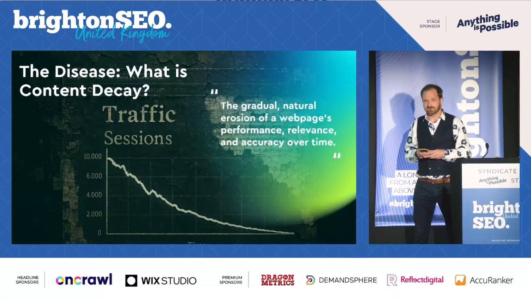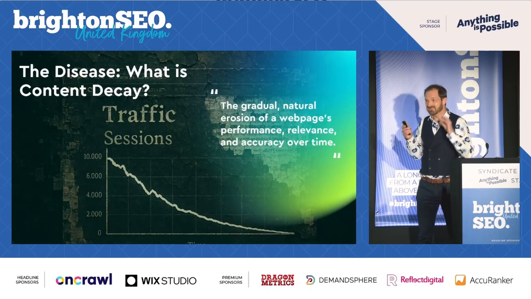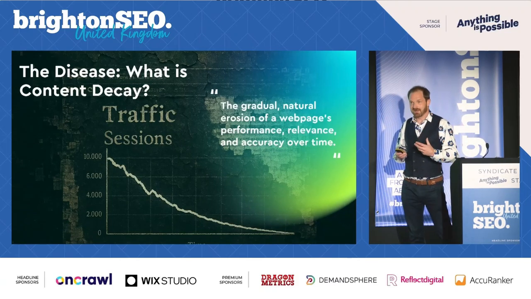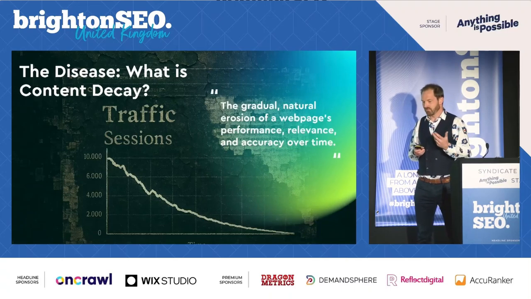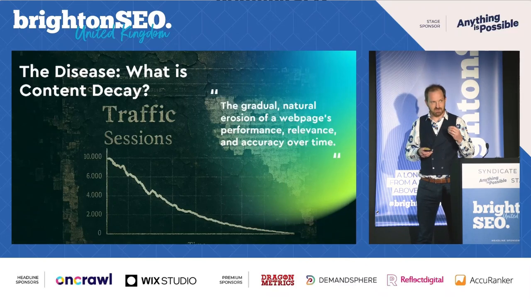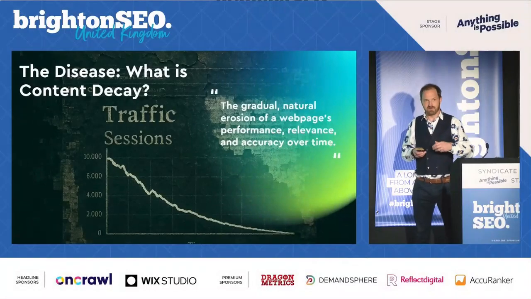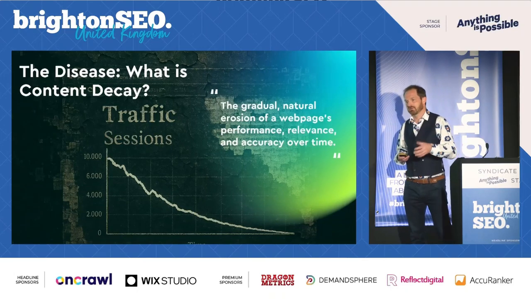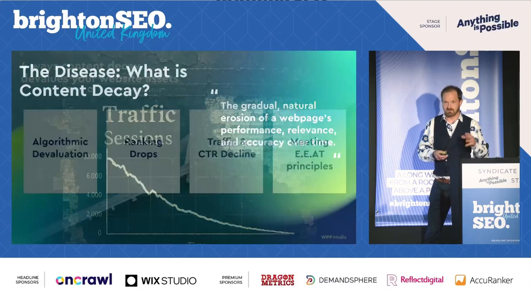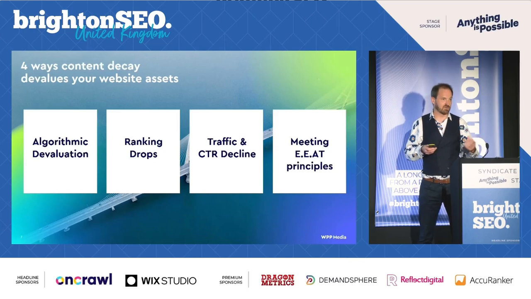But what are we actually talking about? What is content decay? Well, first of all, it is not a Google penalty. Content decay is this natural process, if you like, that erosion of a web page's performance and relevancy and accuracy over time. I think that's key for me because we need to start changing our mentality and thinking more of managing a website almost like a living, breathing entity that you need to be fit and healthy and need to be maintained. And there are kind of 4 ways that I see content decay devaluing your website.